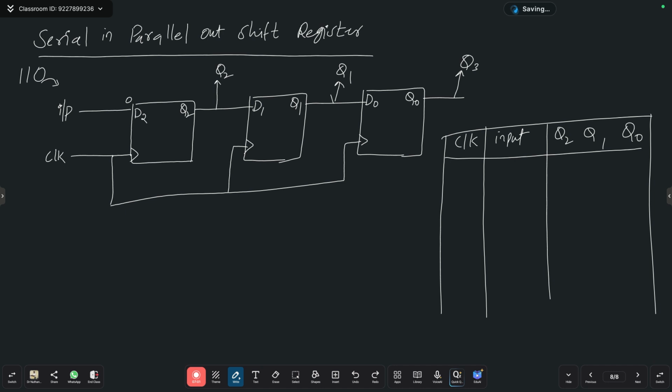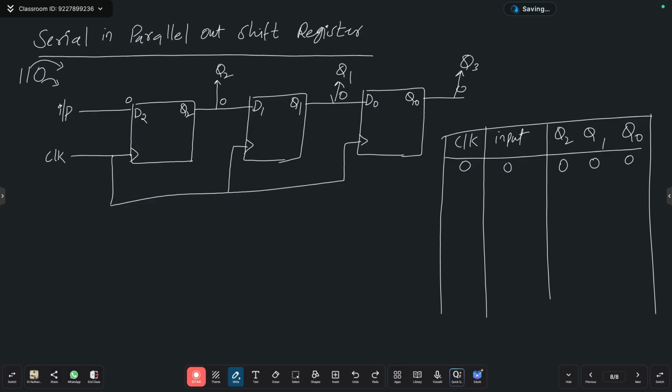Whenever 0 is coming, when the clock is 0 initially, what is going to happen here? 0 comes to here. So all are zeros. Then what is your input? Input is 0 initially. Then your outputs: serial input 0, parallel output. At a time I am getting Q2, Q1. Are you following? So this is the order you should remember. Otherwise you are going to confuse the next topic with this topic. Okay.